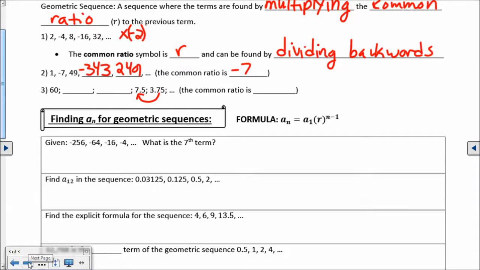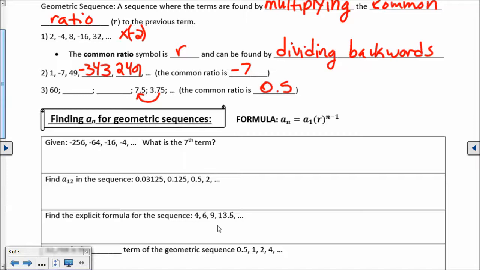In order to figure out what the ratio is, you're going to take two consecutive numbers and divide backwards. So 2, right? What are you multiplying times? 0.5. If you divide this by that, it's 0.5. You take two consecutive numbers and divide backwards. If you divide those two numbers, you would get 0.5. So I'm multiplying times 0.5.